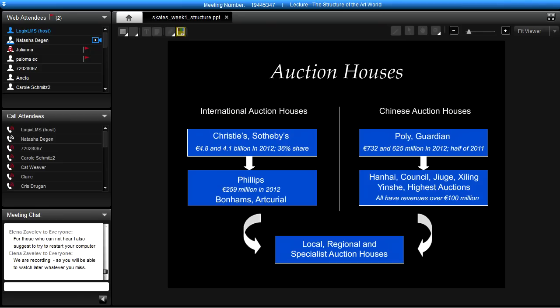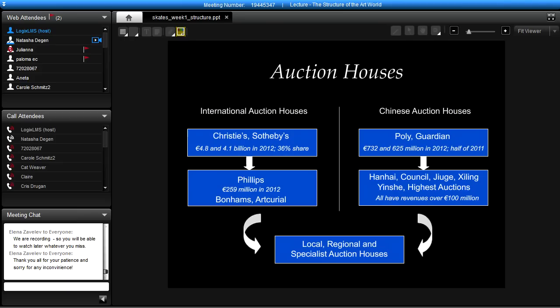So to give an example, in 2010, aggregate sales of art and antiques around the world amounted to approximately 43 billion euros. 21 billion was sold at auction, and approximately 22 billion through dealers. And these figures have wavered, but roughly 50-50 for the time being and for about the past 10 years.